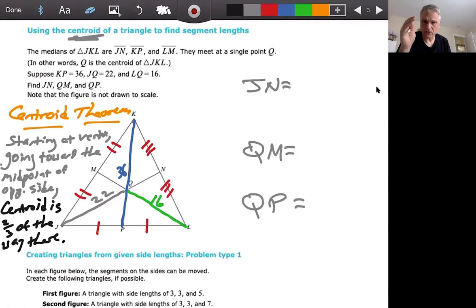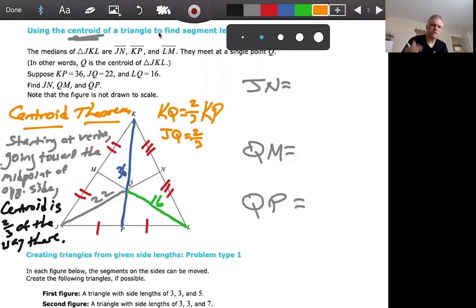If you start at the vertex of a triangle and you're going toward the midpoint of the opposite side, which is what the medians do, okay? So for example, we start at K and we're going towards the midpoint of the opposite side, P. As we're traveling along, the centroid is 2/3 of the way there. So the centroid is 2/3 away from the vertex, versus the entire median. So we could say that KQ is 2/3 of KP.